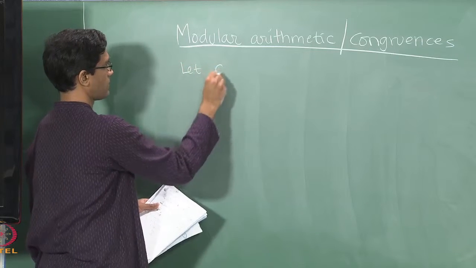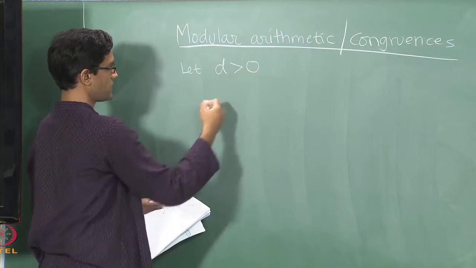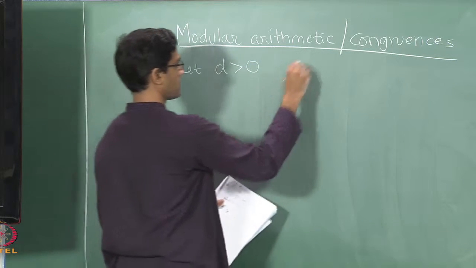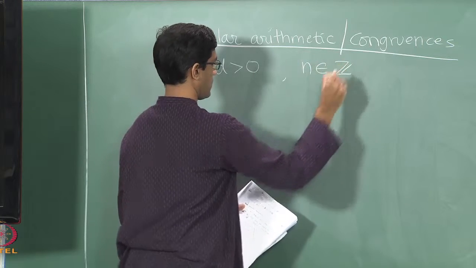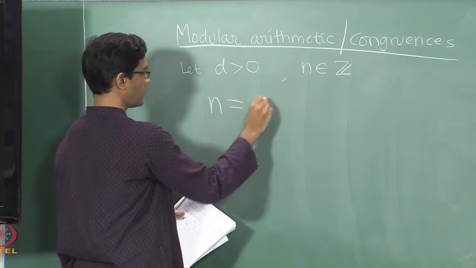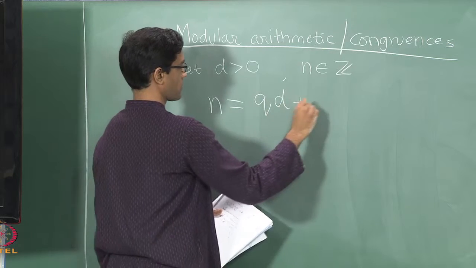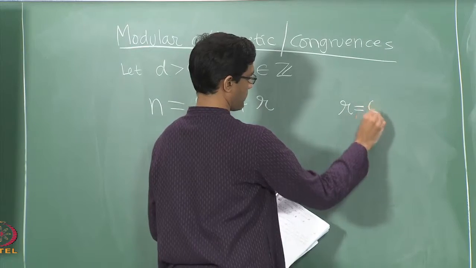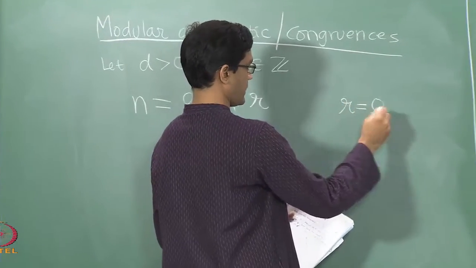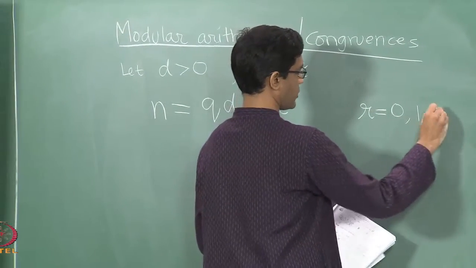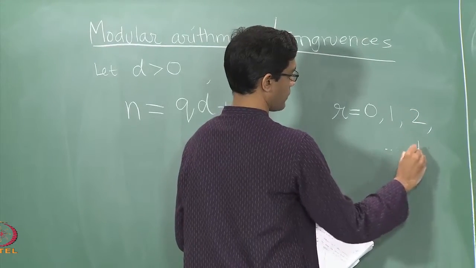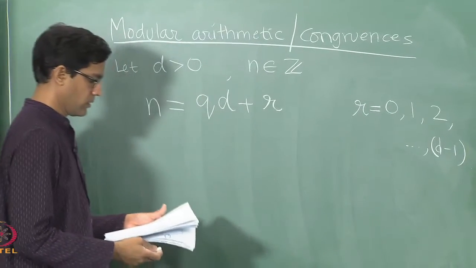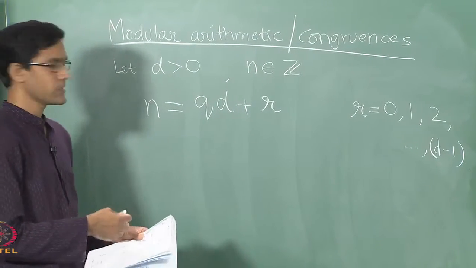If you had a number d, a natural number d, and you had any integer n, then we could divide n by d to produce a quotient and a remainder, and the remainder had the following requirement, that it is a number between 0 and d minus 1. So the remainder can be 0, 1, 2, 3 all the way till d minus 1. So these are the possible values of the remainder. There are d different remainders possible.